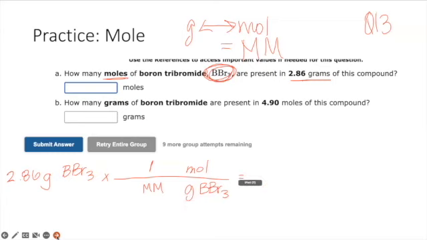This is why I took away that problem, but I want you to do it this week. Okay, so now we're out of grams of BBr3 and into moles of BBr3. And I know I don't have the exact thing.